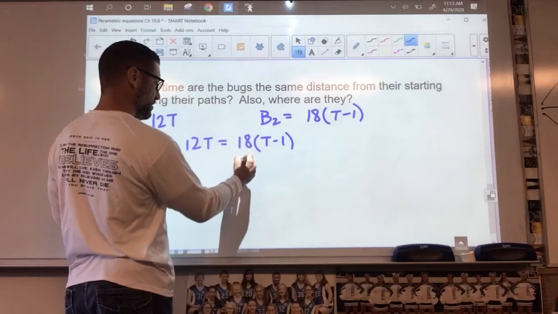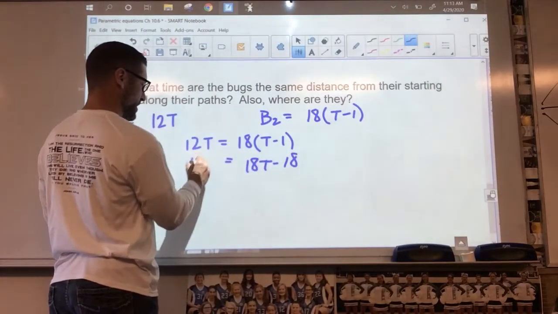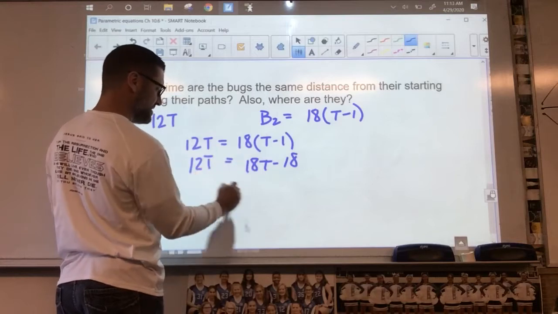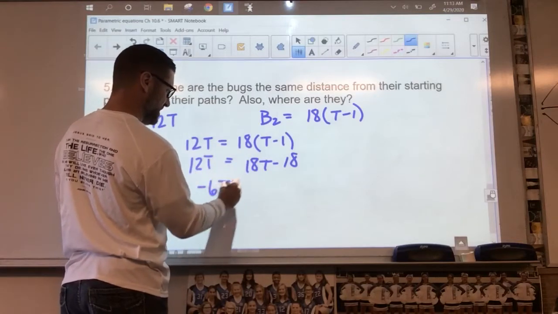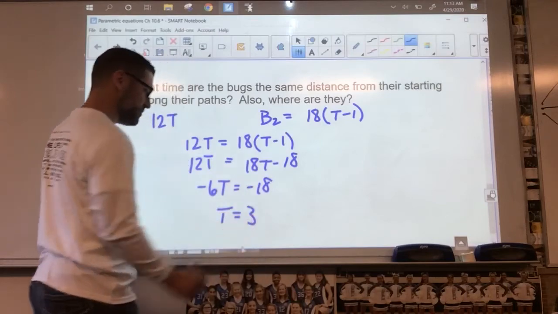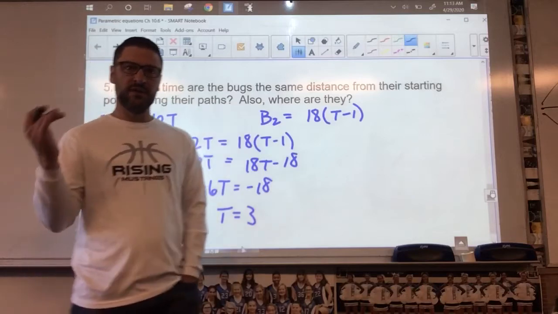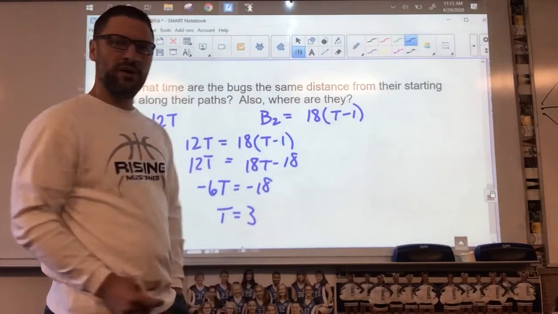So I can distribute. I get 18t minus 18 equals 12t. Moving the 18 over, I get negative 6t equals negative 18. And if I divide, I get a t-value of 3. A time of 3 hours. I think it was in hours. Bug 1 overtakes bug 2.